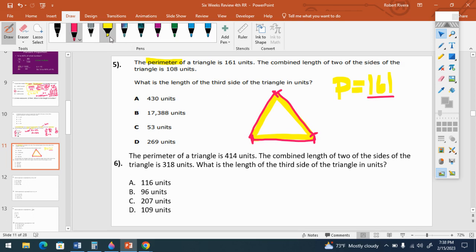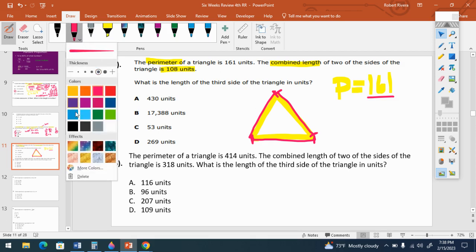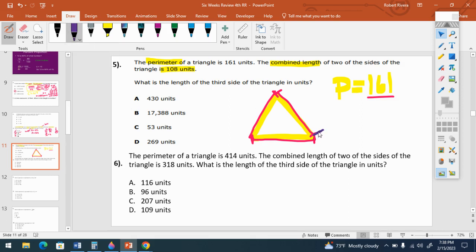Now I'll continue reading. The combined length of the two sides of the triangle is 108. So they're telling you that two of them together will give me 108 units. So now I'm going to get another color pen. I'll get blue, purple. Now they're saying, if you measure two of the sides from here to here, and then from here to here, that would give you 108. So two of the sides together combined means two of them equal 108.